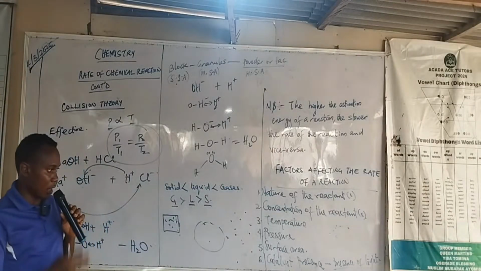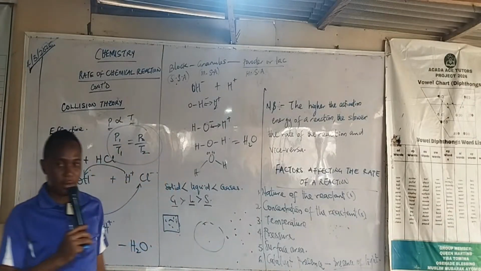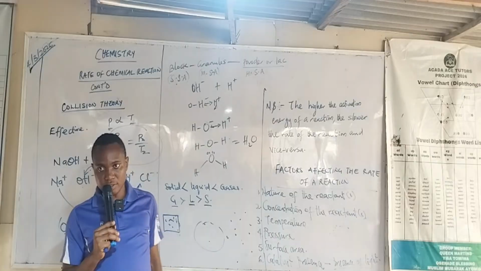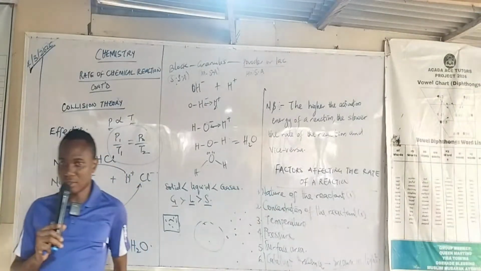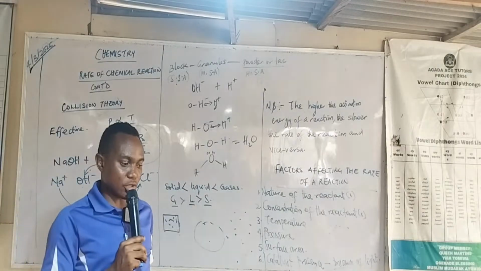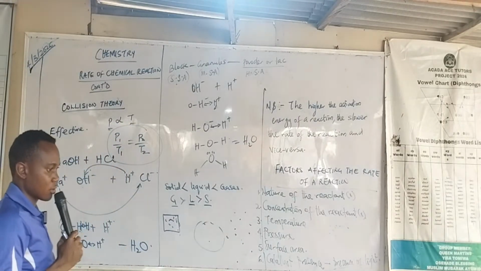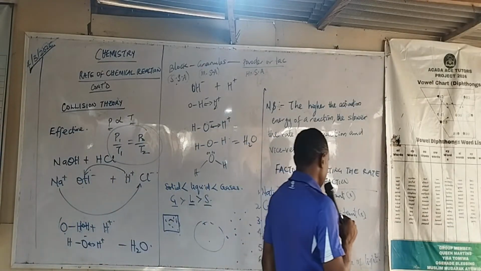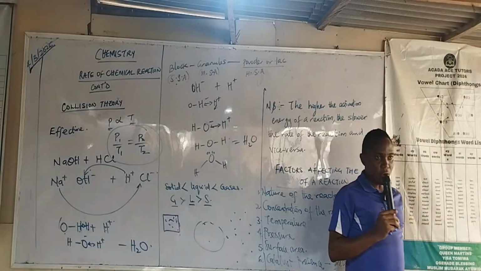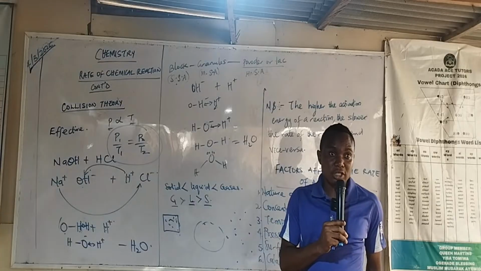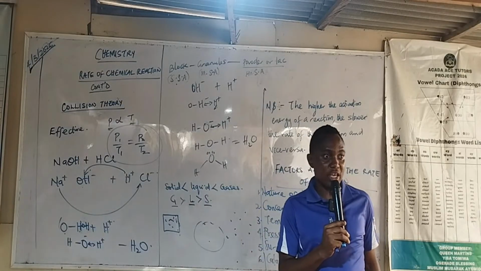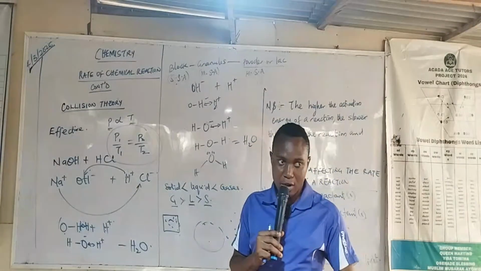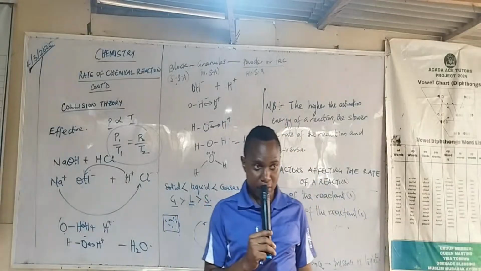Okay, so now let's write also on the presence of catalyst. A catalyst in a reaction alters the rate of the reaction. By alter, it changes the rate of reaction, yes or no? And the change might either be slow down or increase. Are you getting what I'm saying now?